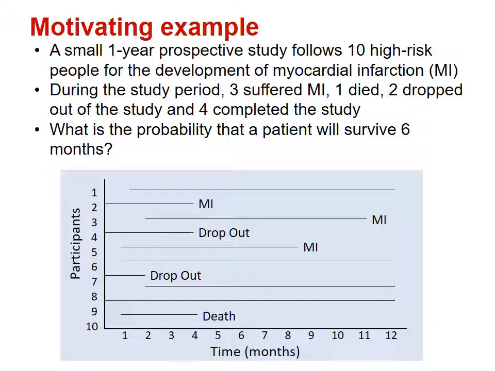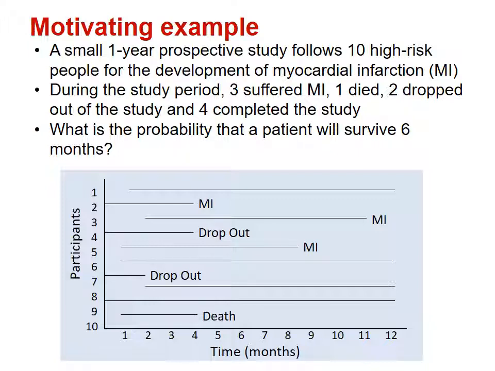Participants 1, 6, 8, and 9 experienced no event throughout the course of the study and stayed in until the study ended in year 12. Participants 2, 3, and 5 did not complete the study due to MI, or myocardial infarction. Participants 4 and 7 dropped out, and 10 died before a myocardial infarction and before the end of the study.